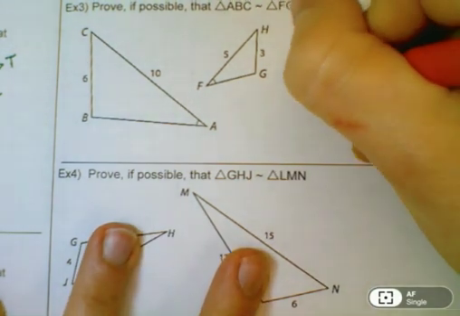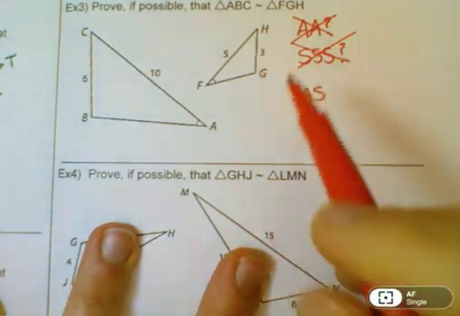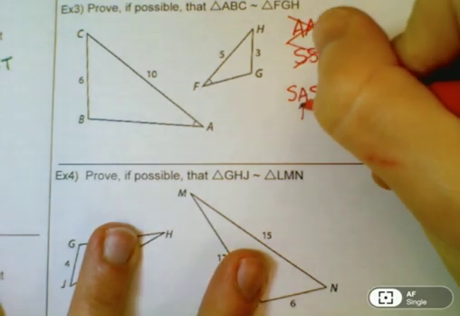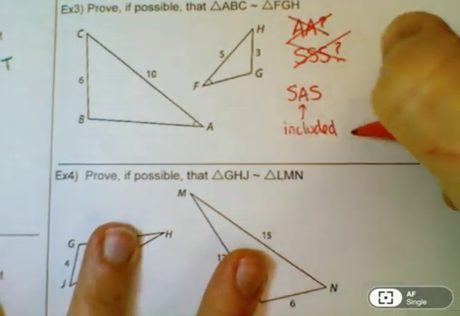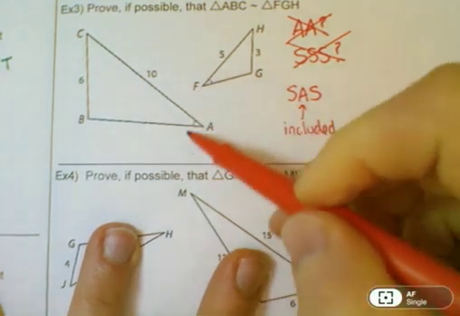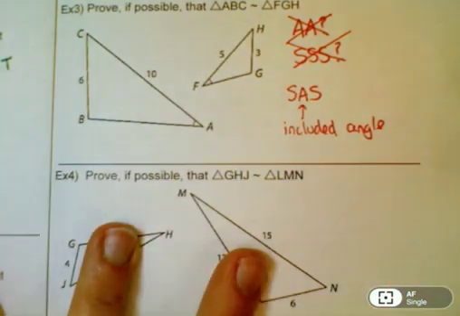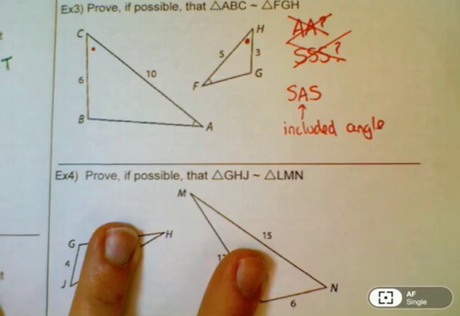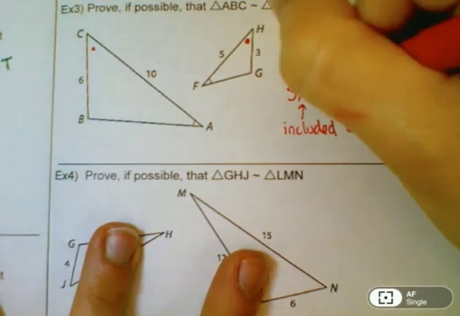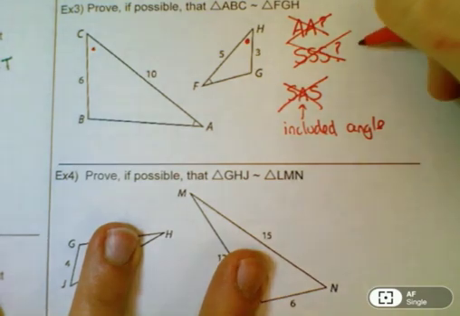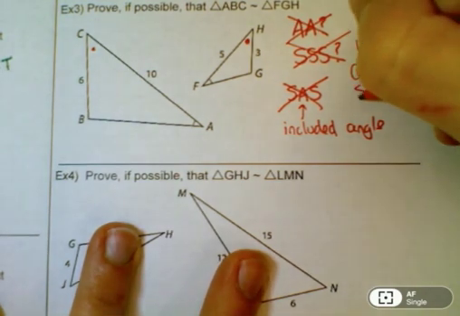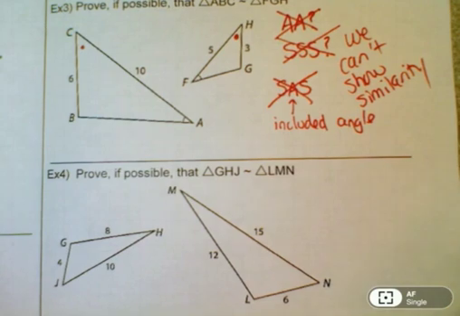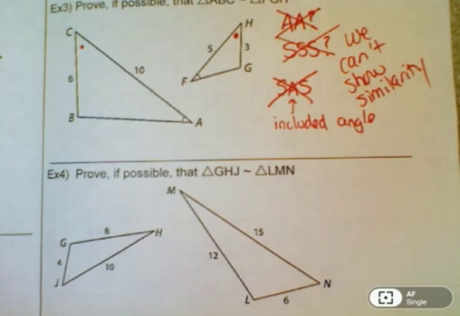The last one is side, angle, side. So this is looking more promising because I've got two sides. But remember, this has to be the included angle. And the angles that I know are congruent are not between the sides that I was given, right? I would need this side, that angle and that angle to be congruent, and this problem didn't tell me that. So we don't know. We can't show similarity. They might be similar, we just don't know because none of those shortcuts work. So that's easy.